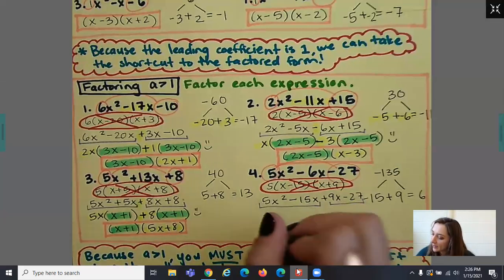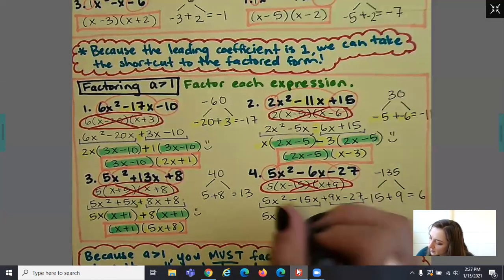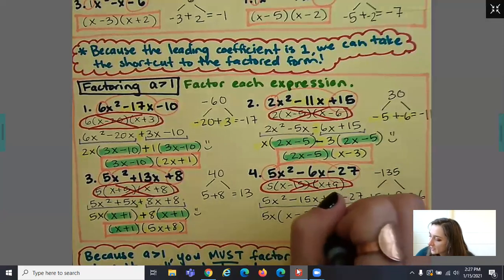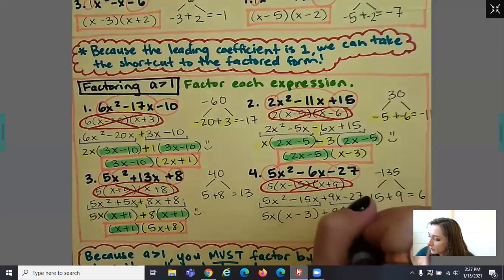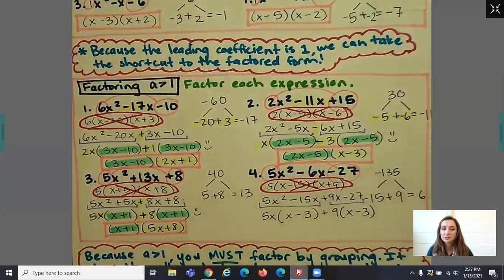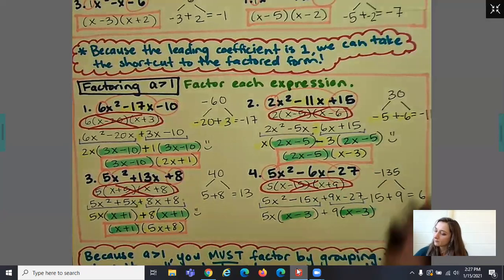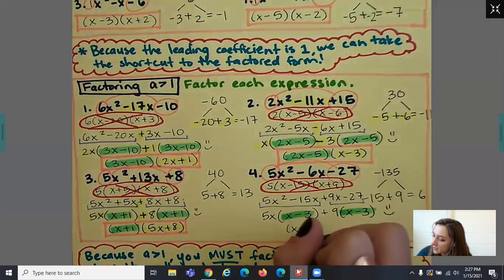Okay, we're going to pull out a 5 and an x. We're going to be left over with x minus 3. Bring down the sign. We can pull out a 9, and we're going to be left with x minus 3. So we did get the same number inside of the parentheses. We can draw our smiley face now. And we can write our final answer. X minus 3, 5x plus 9.